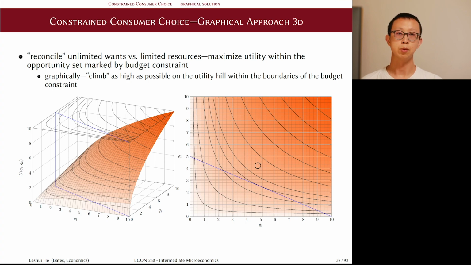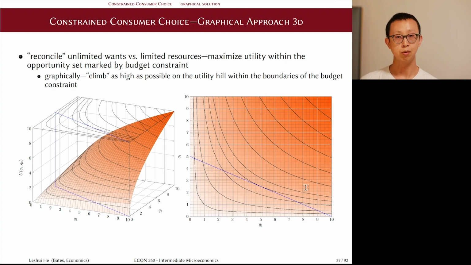In previous lectures, we deliberately drew both the indifference maps and the budget constraint on the Q2, Q1 axis, because their coordinates are consistent with each other. This allows us to overlay the budget constraint graphically onto the indifference map. We have seen a two-dimensional budget constraint, and here on the right-hand side, we're illustrating a blue line as the budget constraint, overlaying on an indifference map.